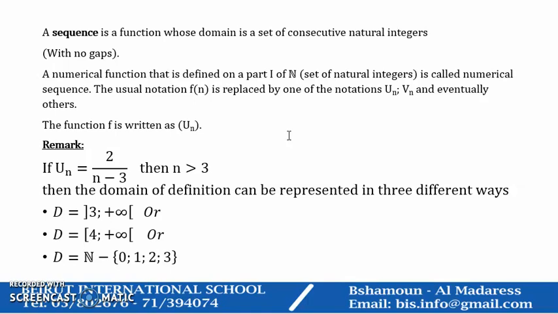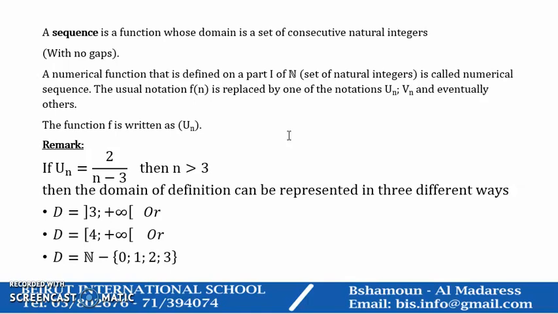So a sequence is a function whose domain is a set of consecutive natural integers with no gaps. A numerical function that is defined on a part I of N, the set of natural integers, is called a numerical sequence. The usual notation f of n is replaced by one of the notations un, vn, and eventually others. The function f is written as un. Remark: if un equal 2 over n minus 3, then n is strictly greater than 3.